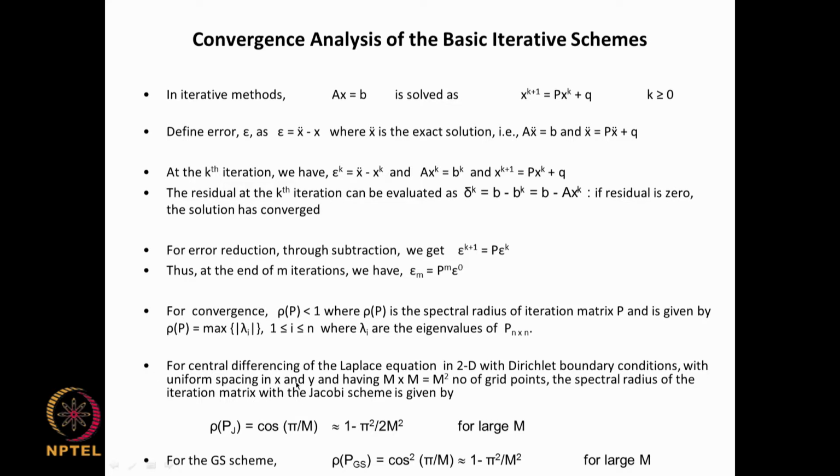With uniform spacing in x and y and m by m, that is m square grid points, we have m grid points in the x direction and m grid points in the y direction, so that we have a total of m square grid points. The spectral radius of the iteration matrix with the Jacobi scheme is given by cosine pi by m, which is roughly equal to 1 minus pi square by 2 m square for large values of m. If you have only a few divisions, like a 4 by 4 matrix, then this may not be applicable, but if you have 40 by 40 or 100 by 100, for a large value of divisions m, then the largest eigenvalue is given by 1 minus pi square by 2 m square.